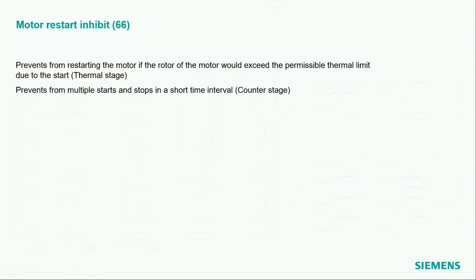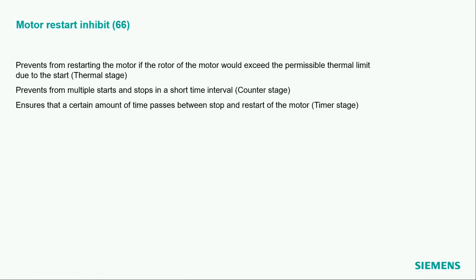Okay, it prevents multiple starts and stops in a short time interval. So we have basically a thermal stage. This is the first stage here. So I calculate what is the maximum temperature from which I can still make one startup, one standard startup. Then sometimes there is other data from the motor manufacturer saying that in a certain time I'm allowed to start the motor so and so many times. And this we can then handle with a second function or second stage, a so-called counter stage, which then checks: don't make more than X starts in a certain time interval.